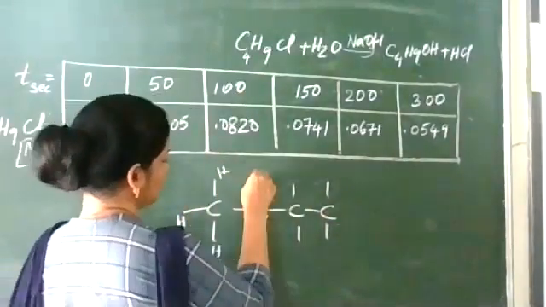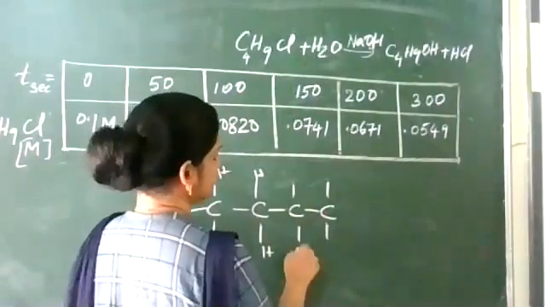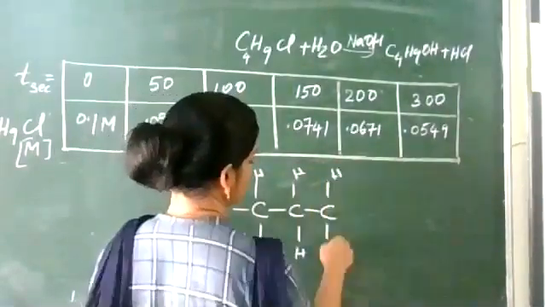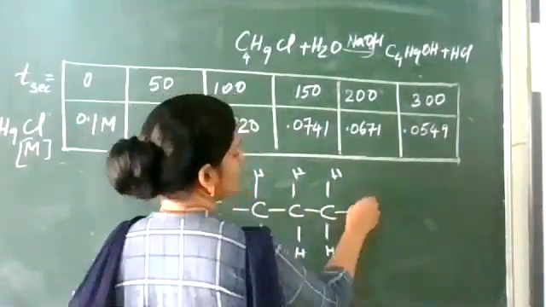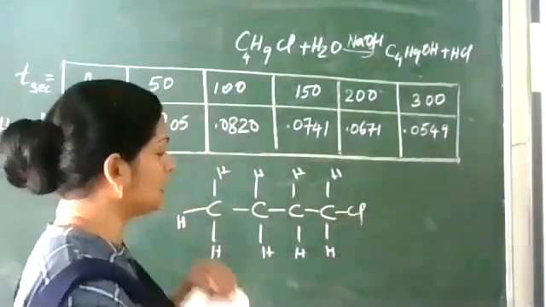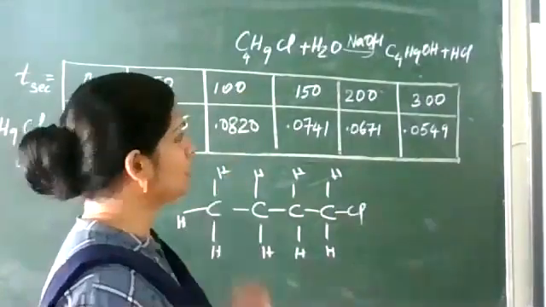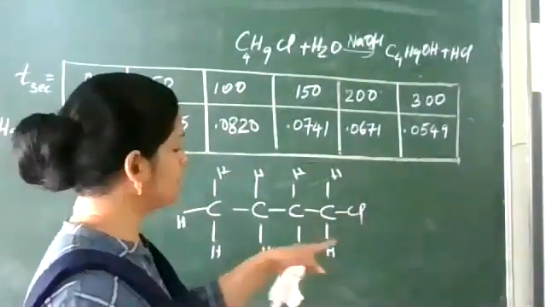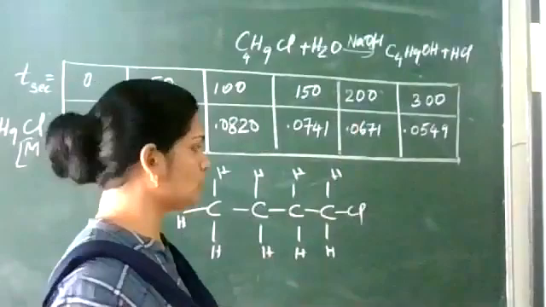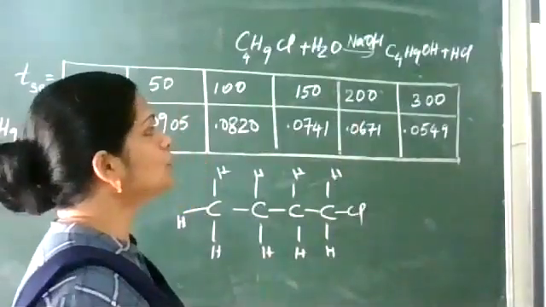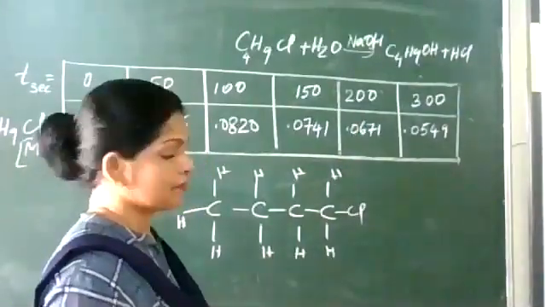This is butyl chloride, or chlorobutane. This is on alkaline hydrolysis. What happens? Cl is replaced by OH. We are going to learn this reaction.